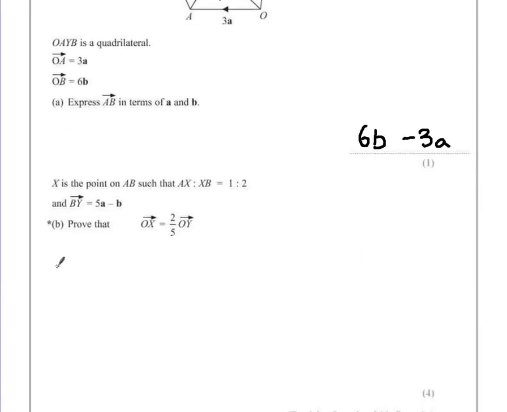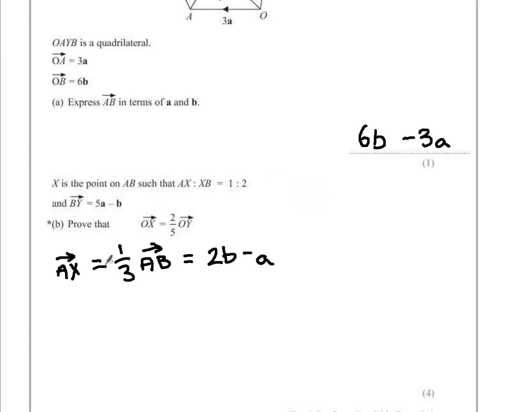So firstly, our vector from A to X is equal to 1/3 of our vector from A to B. And in this case, that would equal 1/3 of 6B, which is 2B, and 1/3 of 3A, which is A. So we've got 2B subtract A.